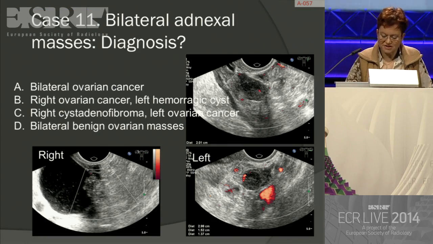So my question is, what's the diagnosis? Is this bilateral ovarian cancer, right ovarian cancer and a left hemorrhagic cyst, right cystadenofibroma and left ovarian cancer, or bilateral benign ovarian masses? Please vote.